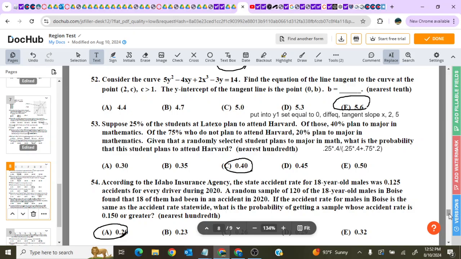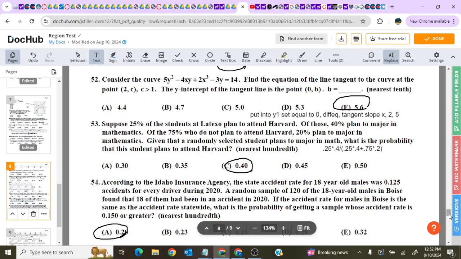Suppose 25% of students at Latexo plan to attend Harvard. 40% plan to major in mathematics. Of the 75% who do not plan to attend Harvard, 20% plan to major in mathematics. Given that a randomly selected student plans to major in math, what's the probability that the student attends Harvard?